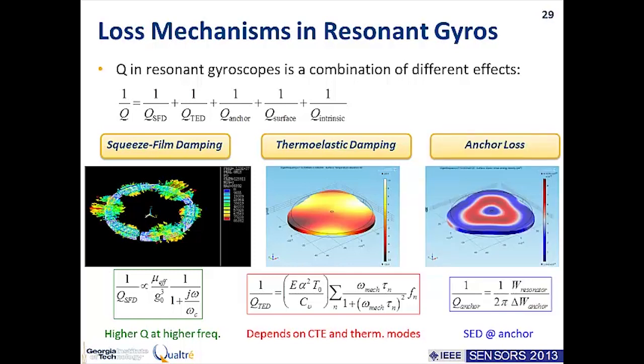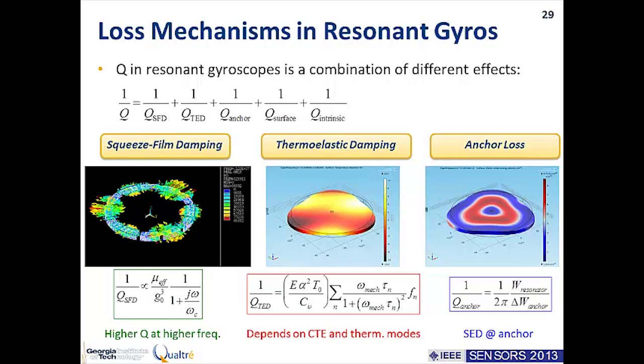The third thing here is anchor loss. So that's related to the amount of energy that you're losing from the resonator into your substrate. And that is related to the strain energy density at the location of your anchor. So obviously, if you want to design for high Q, you need to find the right location where this anchor should go, and it's basically where your strain energy density is the lowest.